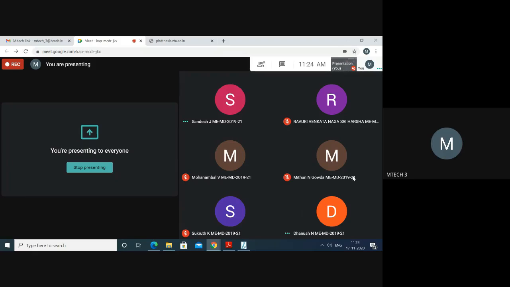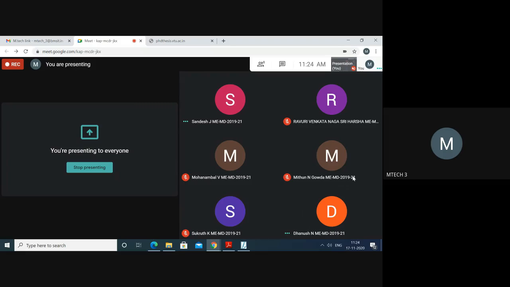Power. T is equal to I into d square theta by dt square. Dhanush, I am asking about the power. Power for rotational damper. Sir, P is equal to C into omega square. Okay, right.